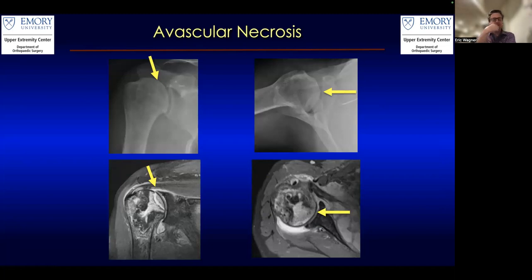AVN is usually something that's not subtle. Usually people have a lot of pain. Now, it's usually once they get to crescent time that they have pain. That's the problem, trying to catch them early is hard. We try to catch them early so we can do something before it collapses. That's not always possible.